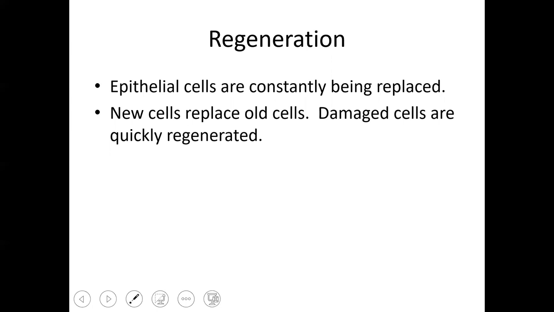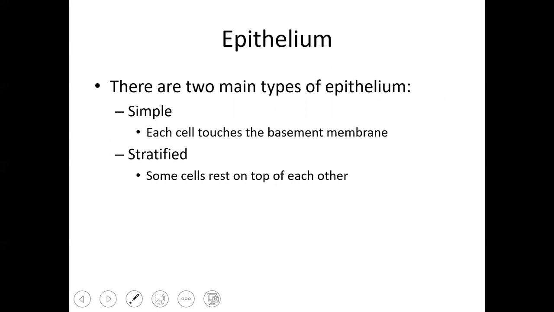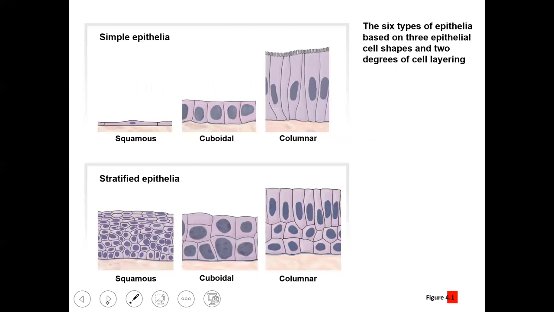There are two main types of epithelial tissue: simple epithelium and stratified epithelium. Simple epithelium is one layer of cells, so that every cell touches the basement membrane. Stratified epithelium, cells are sitting on top of each other. You have multiple layers of cells. So here at the top, you see simple epithelium, right? One layer of cells. And down at the bottom, you see stratified epithelium. Cells are sitting on top of other cells.